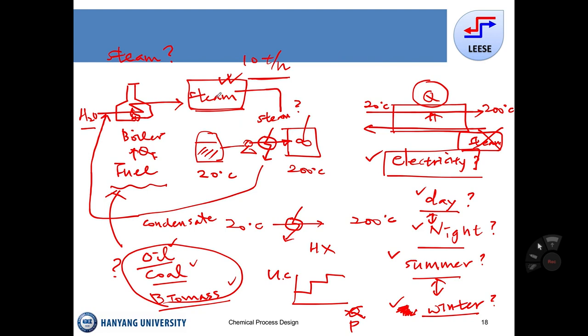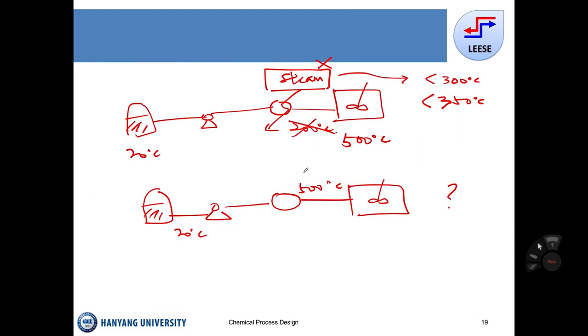How can you make this steam? We burn the fuel, providing heat for turning water into steam. And that is the so-called boiler. But we can have a boiler here.